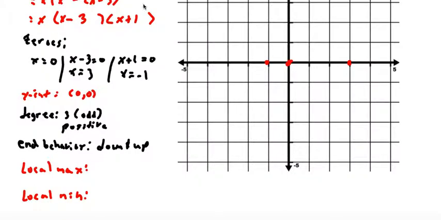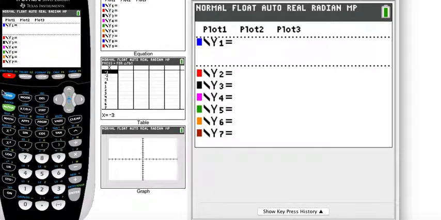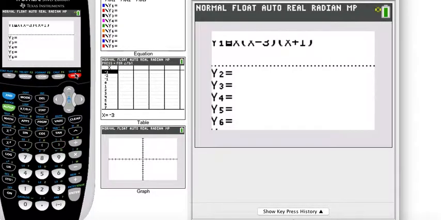So let's go to our graphing calculator now. Pull that up. I'm in my y equals, so hit y equals and this will come up. And then let's put in our equation. I always put in the factored form. It doesn't matter if you put in the original one. I just do it this way. So I put in x, parentheses, x minus 3, and then x plus 1. Hit graph.